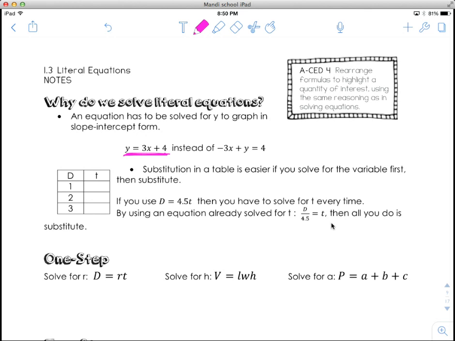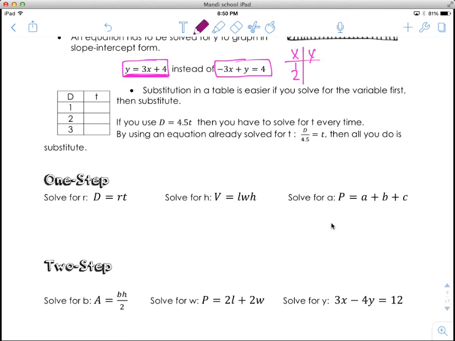It's easier to graph, but it's also easier if you have a table. Because if you started with this, negative 3x plus y equals 4, and you wanted to make a table of x and y, and you were going to substitute in 1 and 2, if you did that in this equation, then you would have to solve for y every single time. But if you solved the equation for y first, then you could substitute in those numbers, and it would be a lot easier to just put that in your calculator. So let's look at this example here.